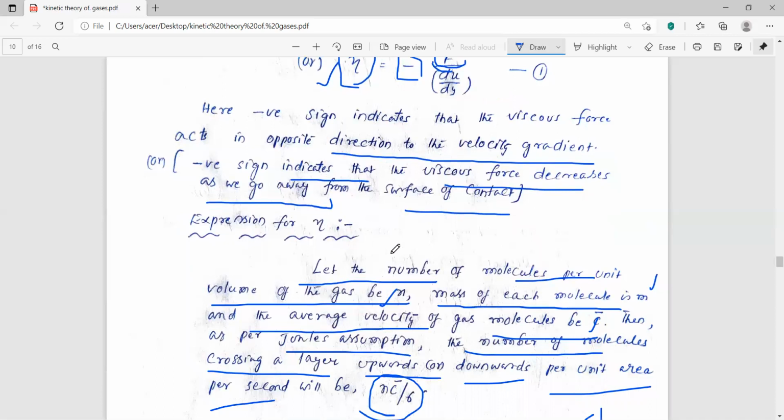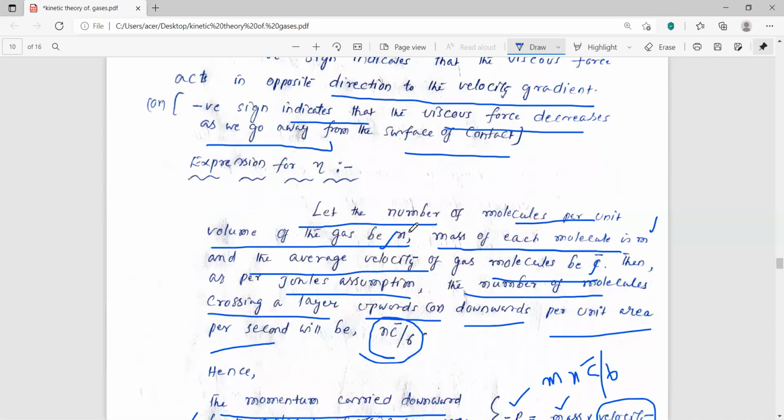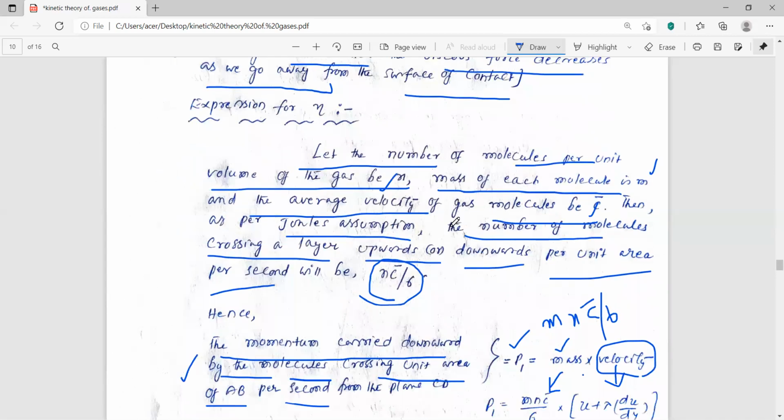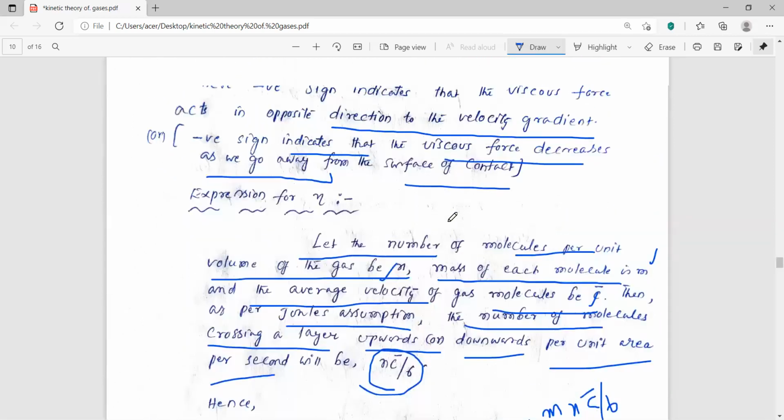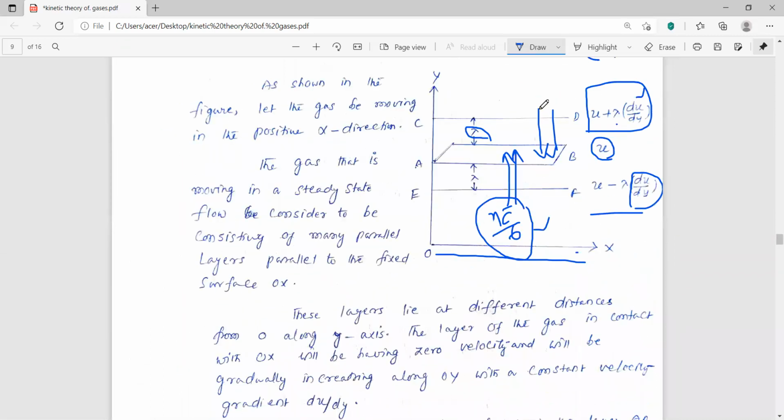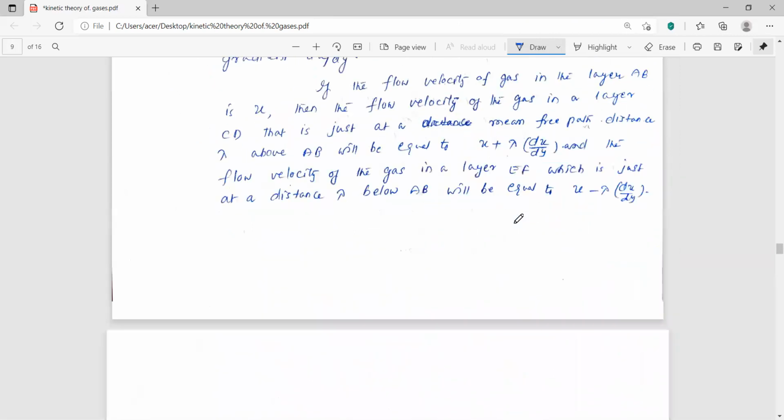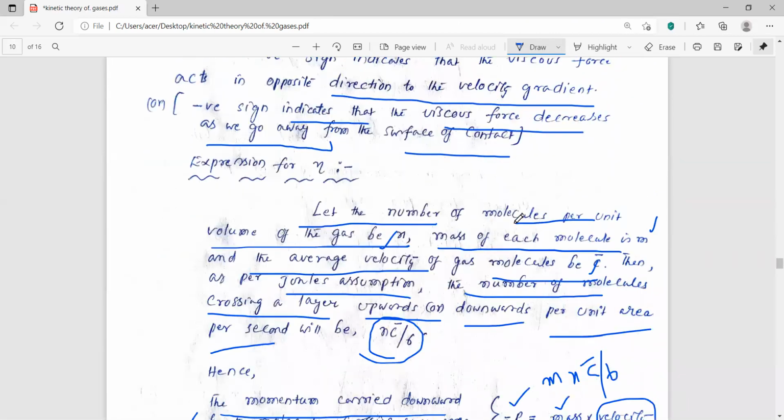For that, we can go for Joule's assumption. What is Joule's assumption? If the number of molecules per unit volume is n, the mass of each molecule is m, and the average velocity of the gas molecules is c bar, then as per Joule's assumption, the number of molecules crossing the layers in the upward and downward directions per unit area per second will be n c bar by 6. By taking this equation, we can easily derive the expression for eta.